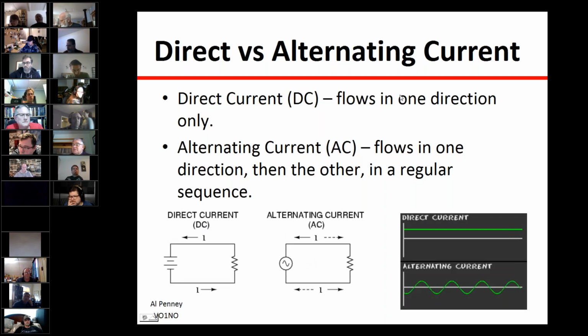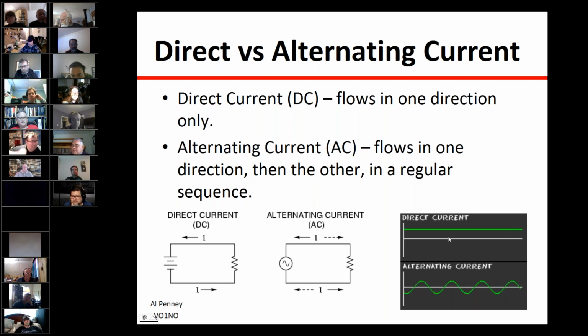Now, direct current flows in one direction only. Alternating current flows in one direction and then the other direction in a regular sequence. So here we've got direct current using a battery. Current flows in one direction only. In an alternating current circuit, we've got this, which is just a symbol for the source. It could be a generator, it could be the wall socket, whatever. And the current goes back and forth at a regular rate depending on the frequency of the source.